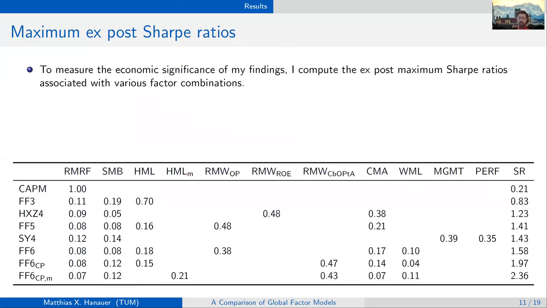But these two factors are never in one model. So here are the blank fields. These are not allowed model combinations. Okay. So these models that include the momentum factor don't include the performance factor. The only model that includes the performance factor is this UM Stambaugh model, but this doesn't include the momentum factor.